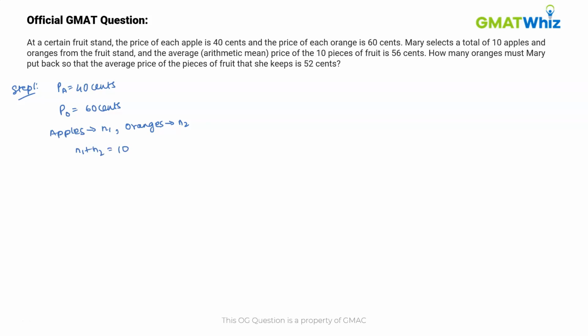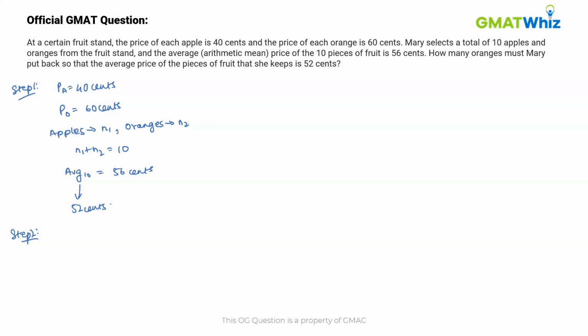Now, when Mary buys these 10 fruits, the average price is equal to 56 cents. Now, it is given that she keeps back some oranges and the average price of the pieces of fruit that she keeps is 52 cents. So, the average will reduce to 52 cents. Since this is all the information that we can get from the question, we move on to step 2.